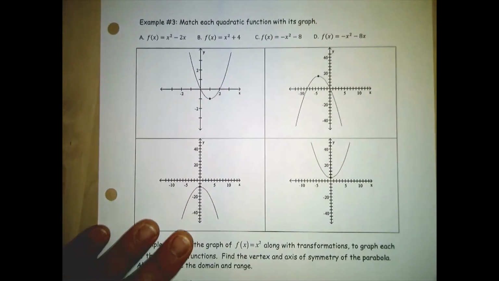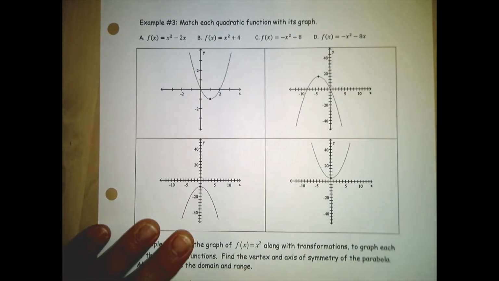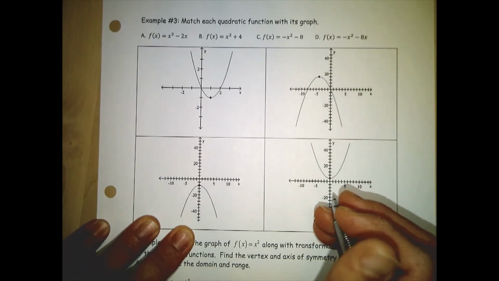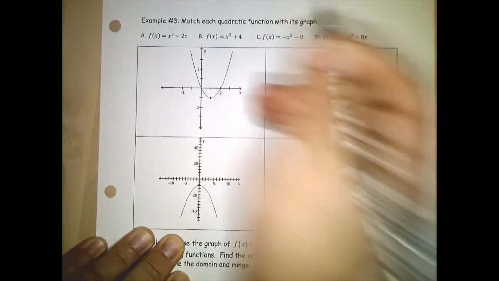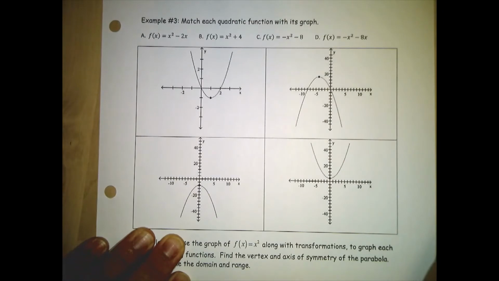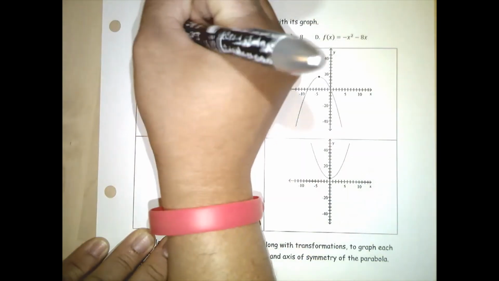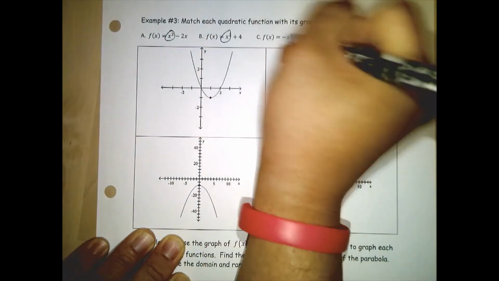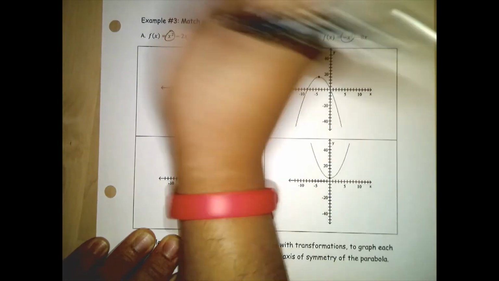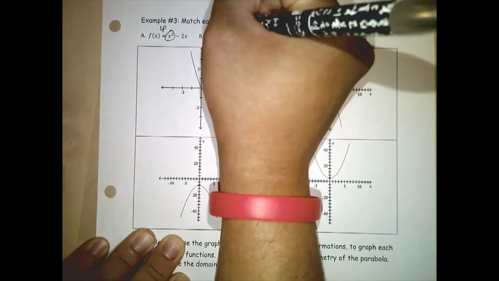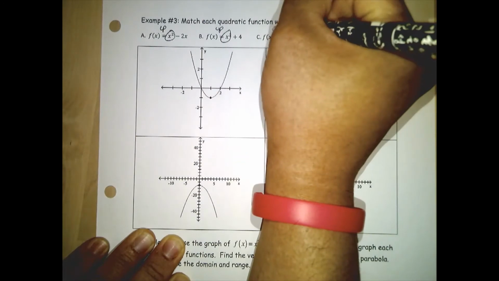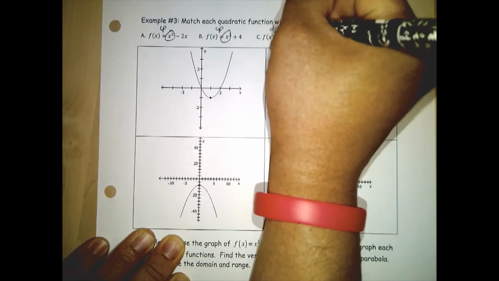So let's match each of these quadratic functions with its graph. We see here we have several options, so let's look at these fairly closely. This one is x squared, and this one is x squared, negative x squared, negative x squared. So we know which ones open up, and we know which ones open down.